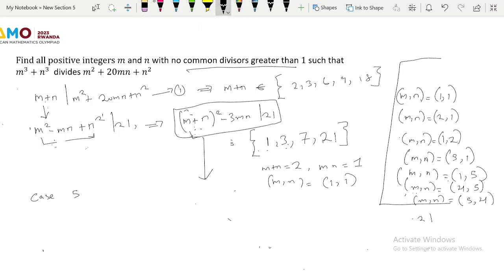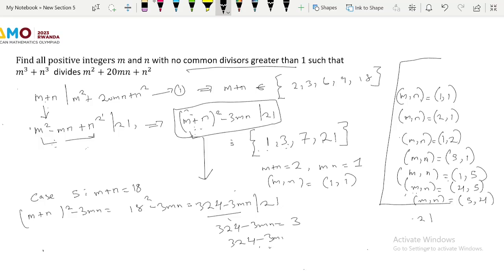So case 5, m plus n equals 18. Then we have this, we are still using our initial identity. 18 squared, which is 324, dividing 21. This is a multiple of 3, so anything dividing has to be this. So it means that it's either equal to 3 or 21. So we have these two cases. The first one implies that 321 is 3mn, and then that means mn is 107. I think this should be prime, so there are obviously no solutions here, right? Yes, it's prime, so there are no solutions there.